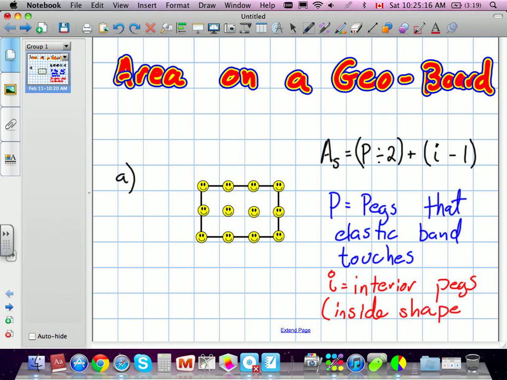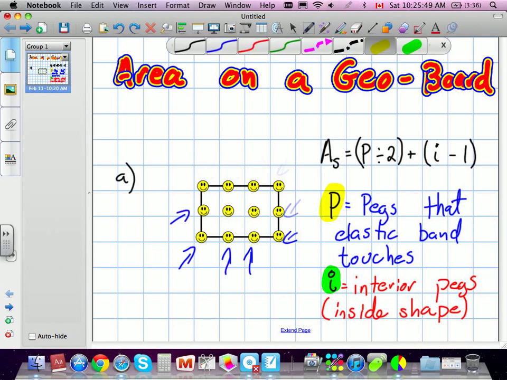So let's kind of recap here. First of all, we'll highlight in yellow the pegs that are perimeter pegs, and we'll highlight in green interior pegs. So how many perimeter pegs are there here? We got 1, 2, 3... 7, 8, 10. There's a whole lot of them. So let's quickly go over in yellow. We got 10 perimeter pegs.